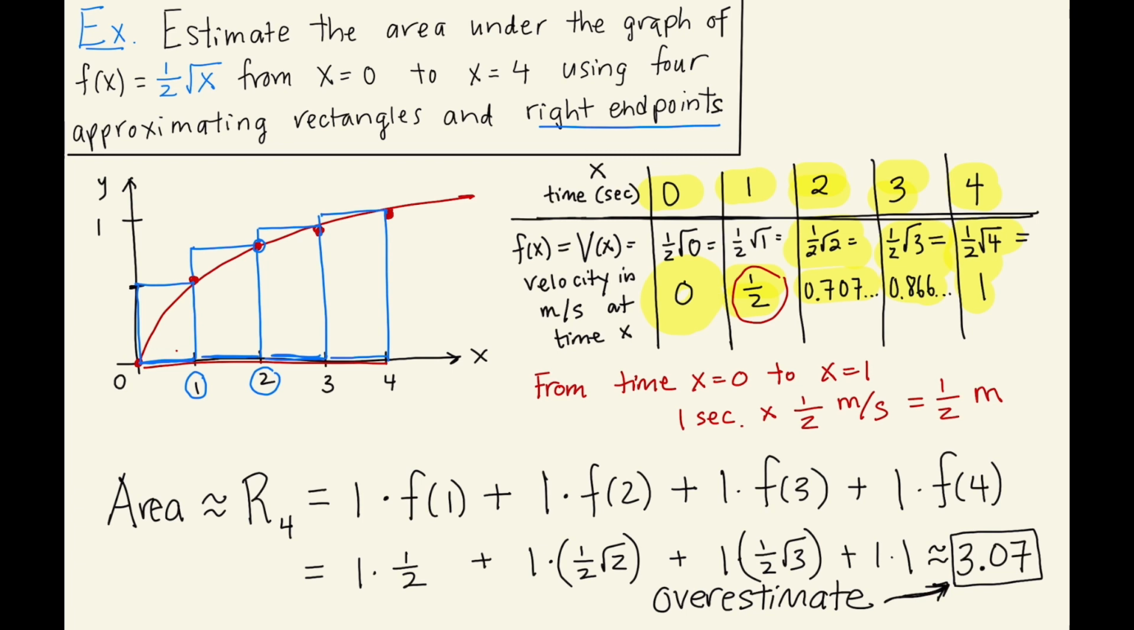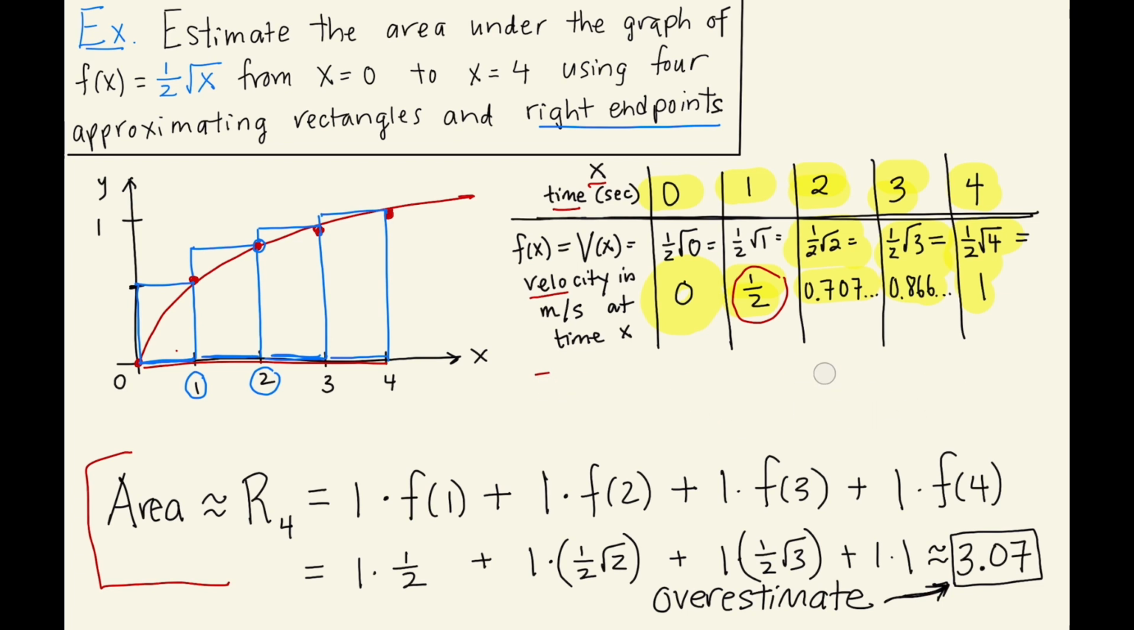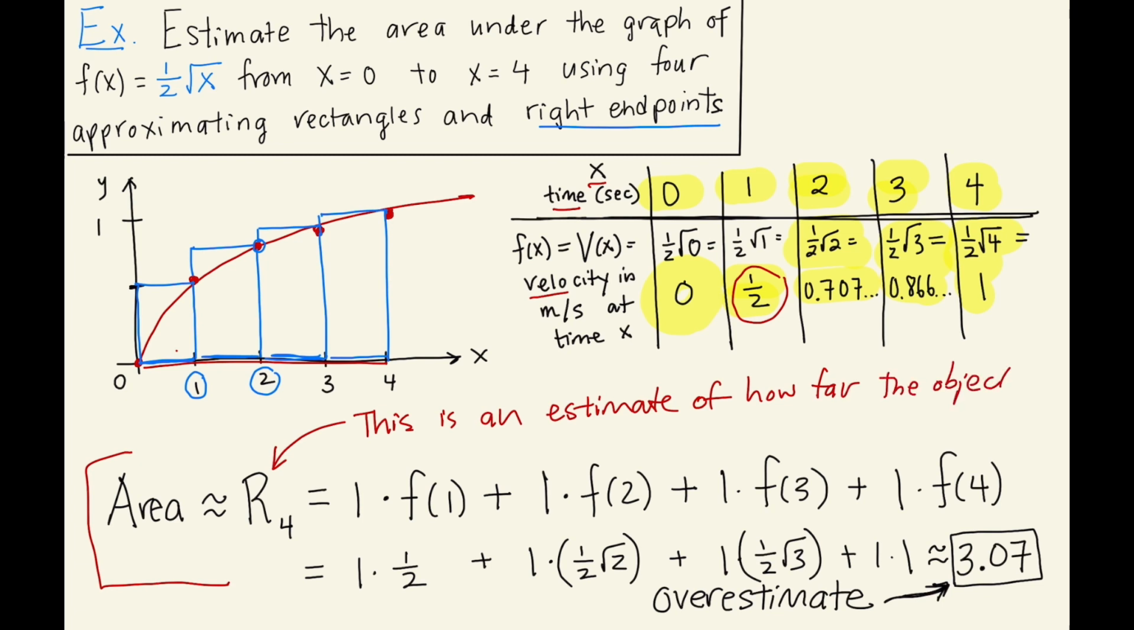So if we think about it that way, x represents time and f of x represents the velocity, then this calculation that we just made right here, we could say that this is an estimate of how far the object traveled from t equals 0 to t equals 4. So basically, that process of estimating how far the object traveled, we can use the same exact process to estimate how far the object traveled if f represents the velocity, speed, and x represents the time.